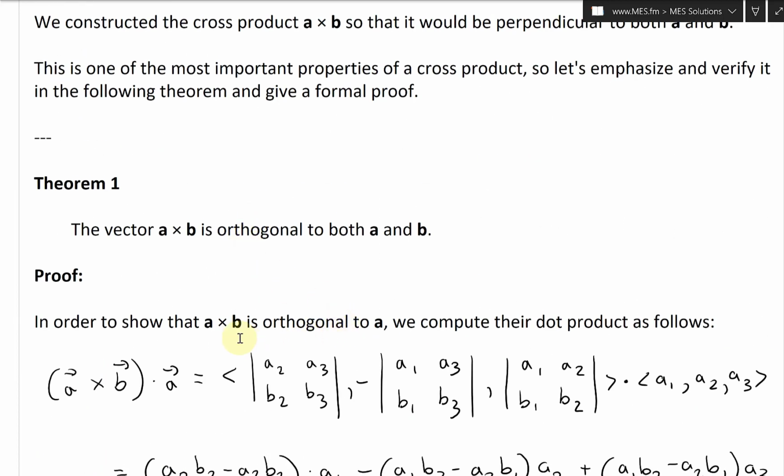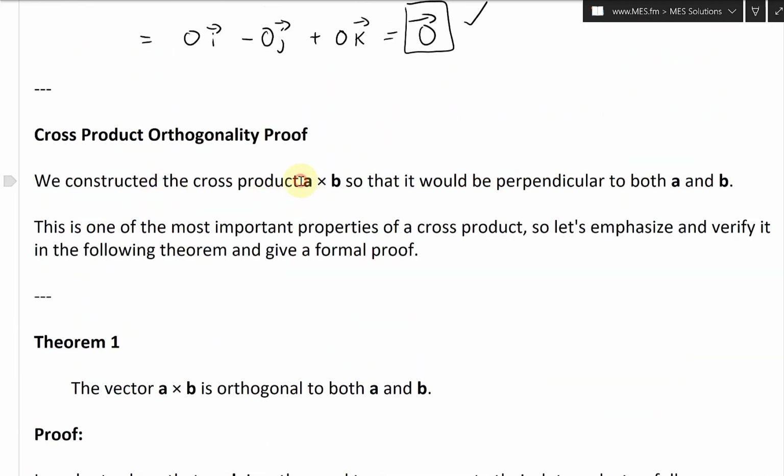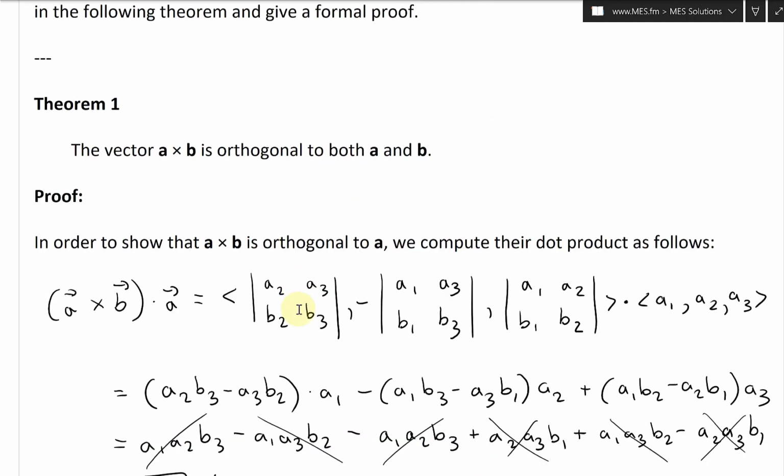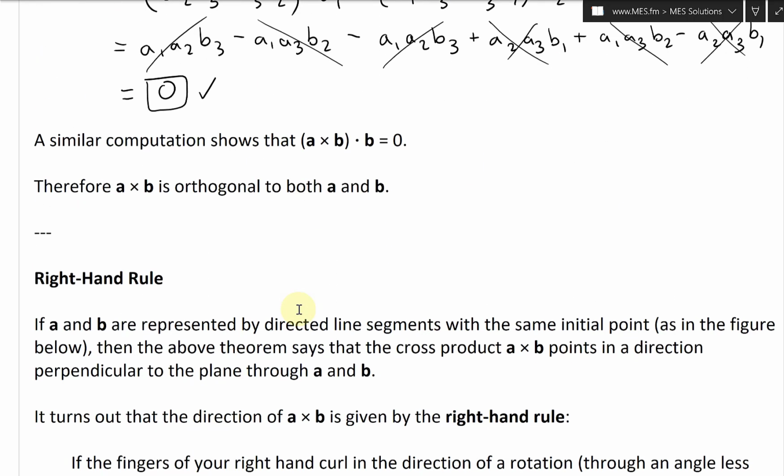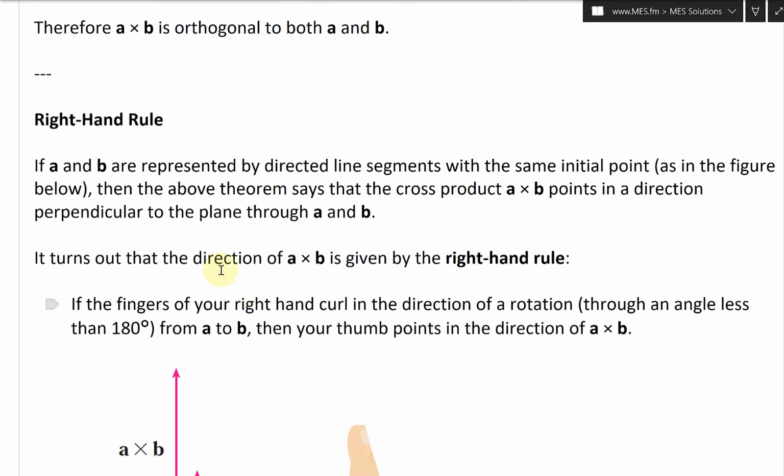So here's a formal proof of that, even though we constructed it by defining that the dot product is equal to 0. But anyways, that was just a verification of it. So now let's take a look at the right-hand rule.